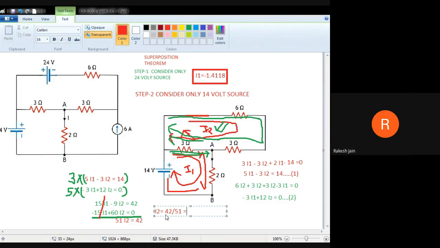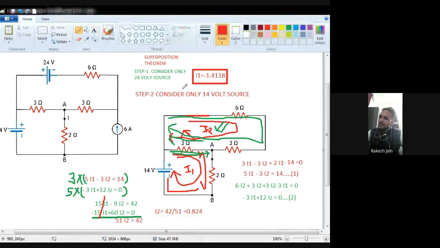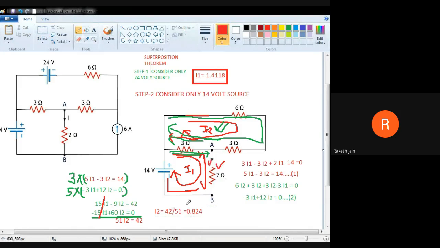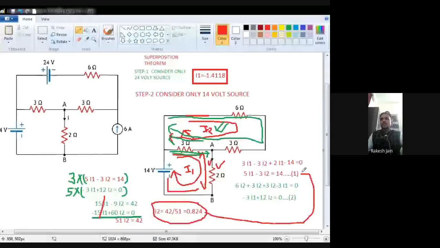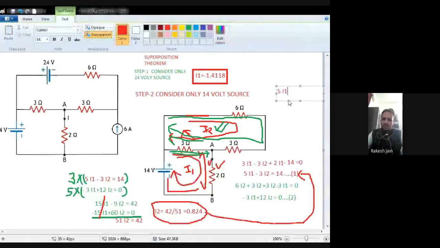I am going to write the equation for this 3 ohm resistance. I come from 0. So this one becomes the second equation. How many I1 are there? Minus 3 I1 is there. How many I2 are there? 3 plus 3, 6 I2, so plus 6 I2. And 6 plus 3 plus 3, that is 12 I2. Okay.